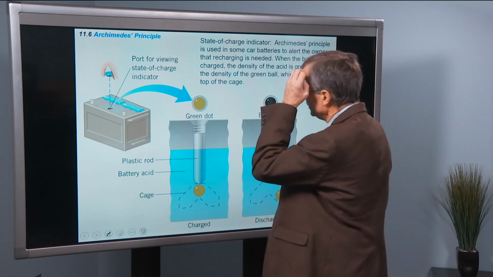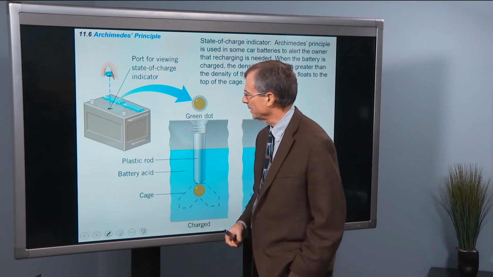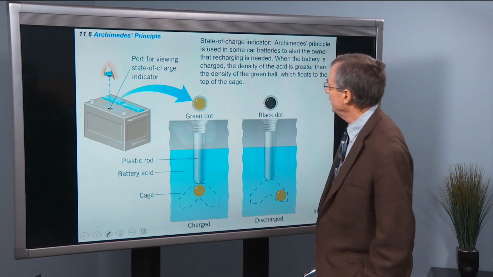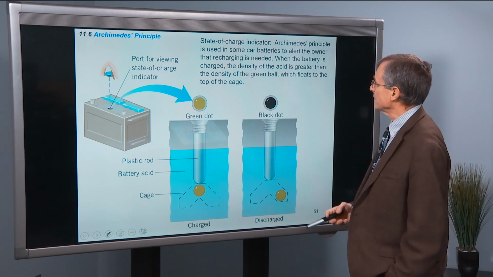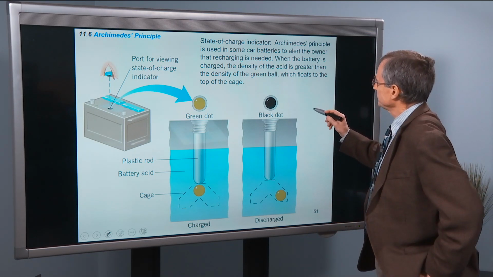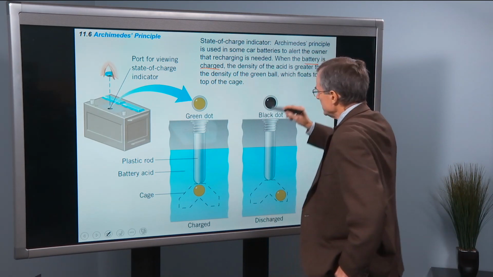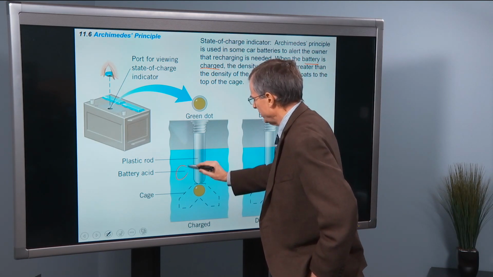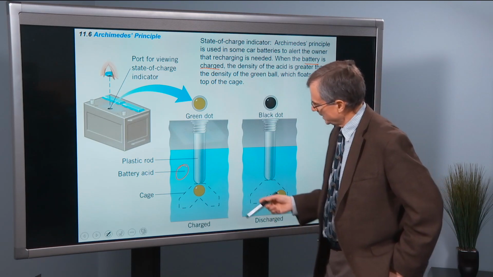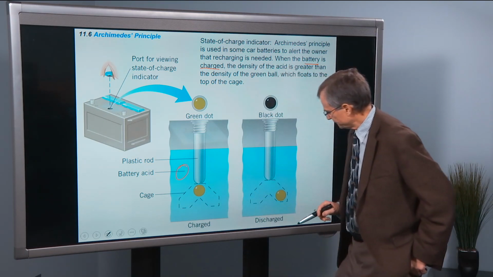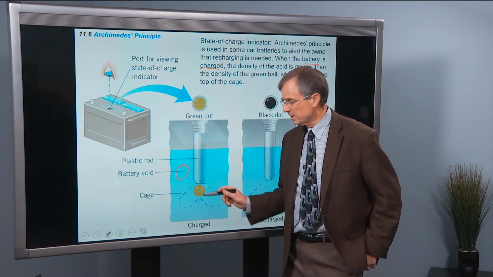State of charge indicator. Some batteries have these, where you look down this port in the car battery and you see a green dot if it's charged, and a black dot if it isn't. And the way it works is that when a battery is charged, the density of the acid, this blue down in here, is greater than the density of the green ball. So if this liquid has a greater density than the green ball, then the green ball is going to float.